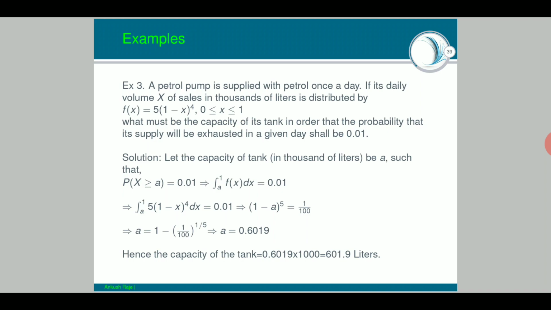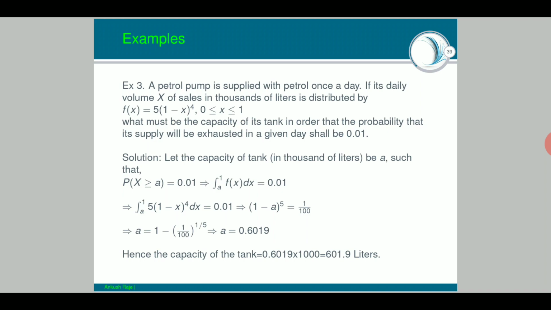When you solve this, you will get (1 minus a) whole to the power 5 equals 1 by 100. You just solve that integration, nothing special is there. a equals 0.6019. Okay, that a value is obtained now. But do you want the a value? No. What was a? Let the capacity of the tank in thousands of liters be a.